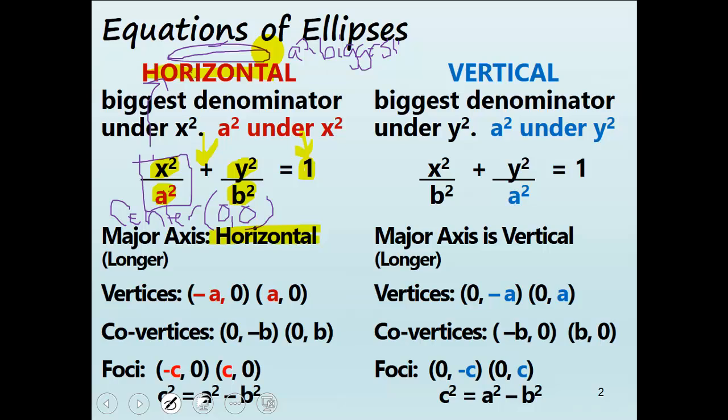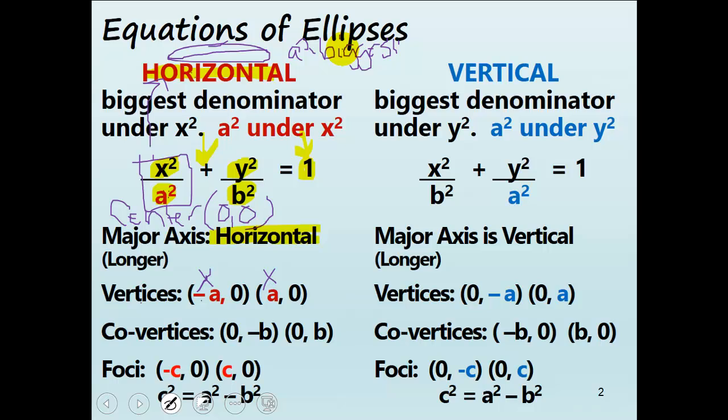So notice something. Do you see how a squared is under x squared? All right, so that means that when we write the vertices with an ellipse centered at 0, 0, a, the square root of a squared, a has to go in the x spot. Negative a has to go in the x spot, and positive a has to go in the x spot. It's because a squared is under x squared. A squared is the biggest of the two denominators, okay?